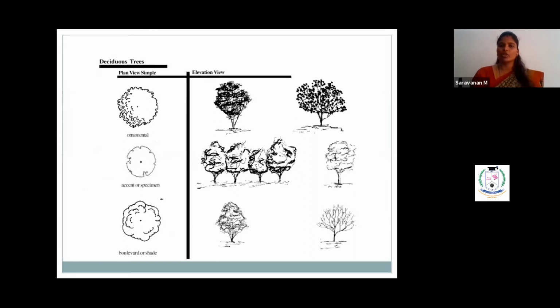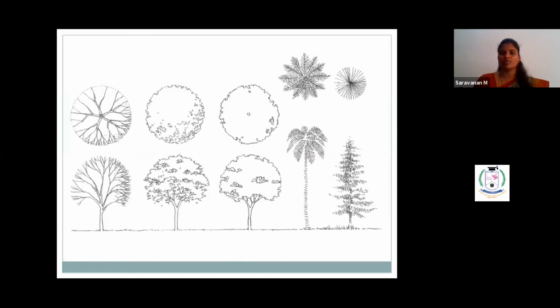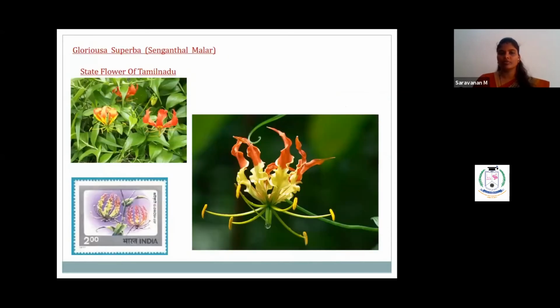So the next is, I'm just showing you the different plan views and their elevations. You have the ornamental plants, and you have the accent plants, and then you have the shade ones. So these are the different elevations of it. These are the different types of trees and their elevations. And these are the native plants of Tamil Nadu. This is the state flower of Tamil Nadu. This is Gloriosa superba.